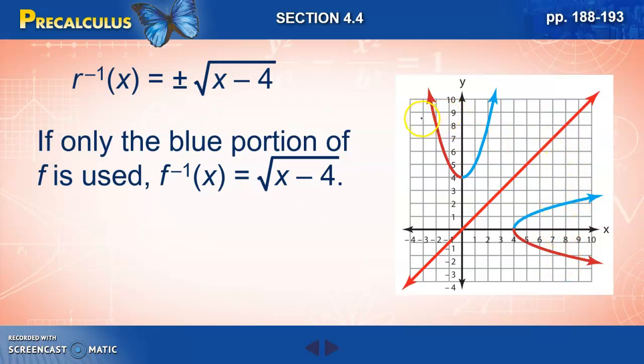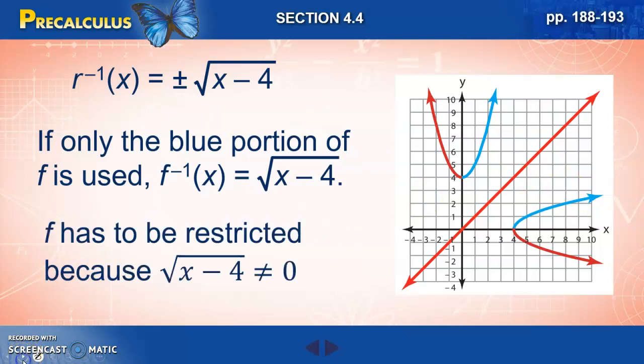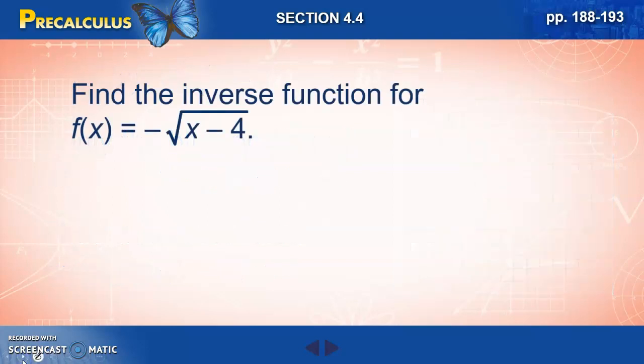However, if we had only looked at the blue portion of the function, then the inverse of just that portion, the blue portion down here, is in fact a function. So we can restrict the domain so that our inverses are functions. F has to be restricted because the square root of x minus 4 cannot equal 0. Let's find the inverse function of f of x equals negative root x minus 4.